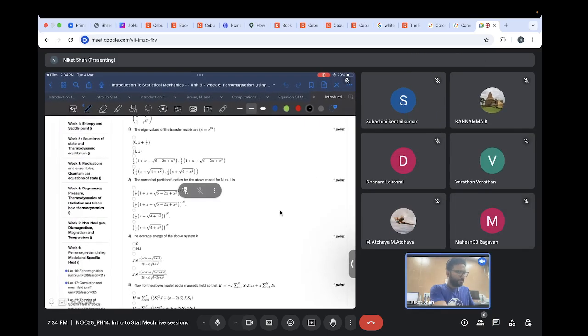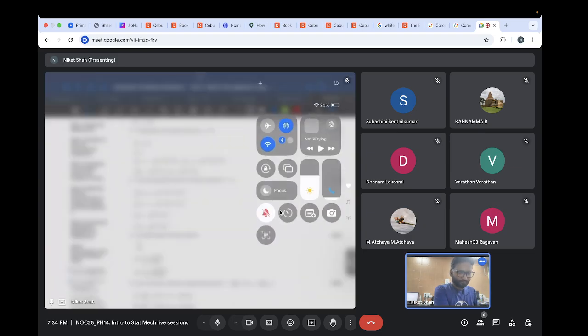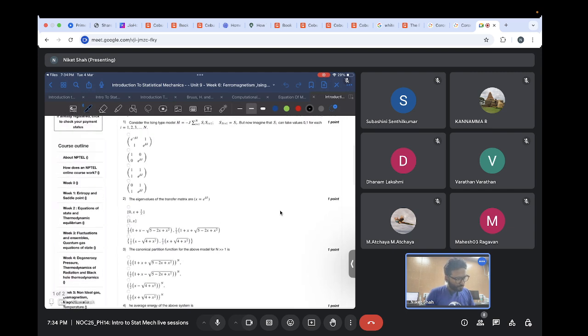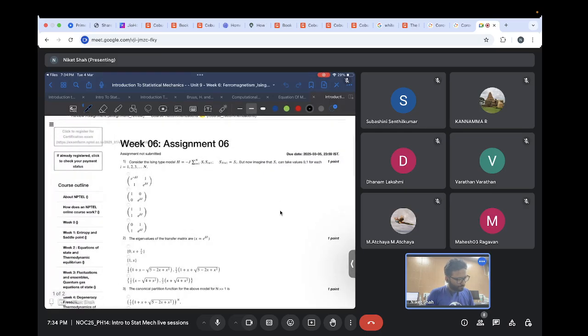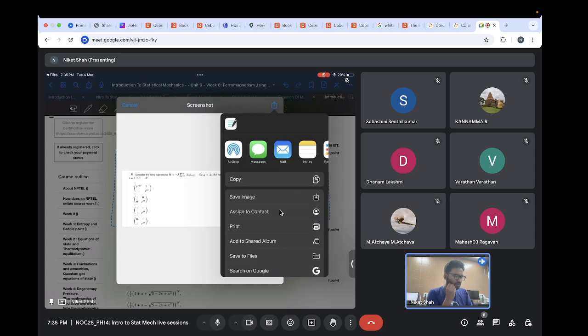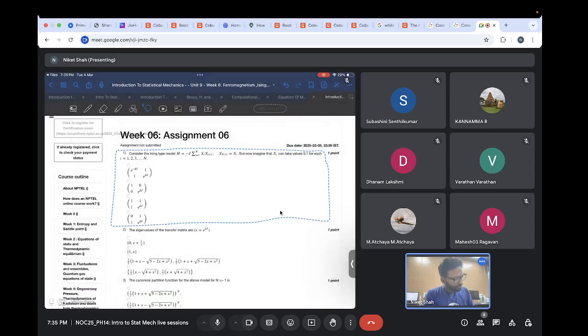Okay, so let's begin. This is week 6 of the course Introduction to Statistical Mechanics. So let's begin with week 6, assignment 6. This week was majorly about ferromagnetism and the Ising model. The other topics, the specific heat topic that was covered, isn't exactly being covered in the assignment.